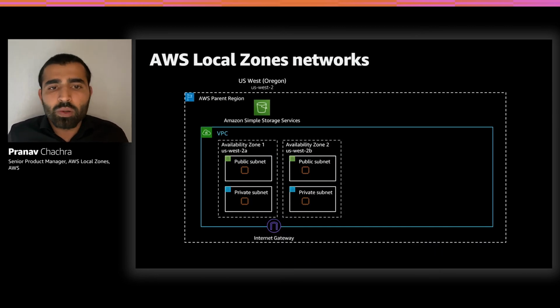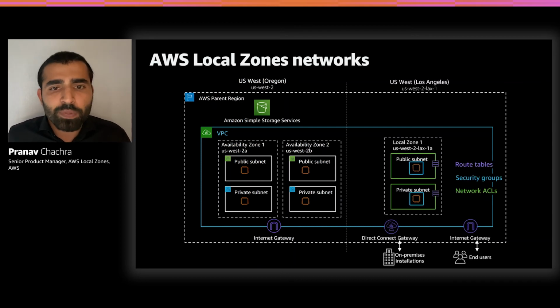Now let's look at an example architecture here. In this example, you can see the VPC and the subnets linked to the two AZs in the US West Oregon region. And you can extend the same VPC from the parent region US West Oregon into the LA local zone by creating a new subnet and assigning it to the local zone. When you create a subnet in the local zone, your VPC is extended to the local zone, and your VPC treats the subnet just like any other subnet in the AZs. And all the other things like relevant gateways and route tables are automatically adjusted as well.